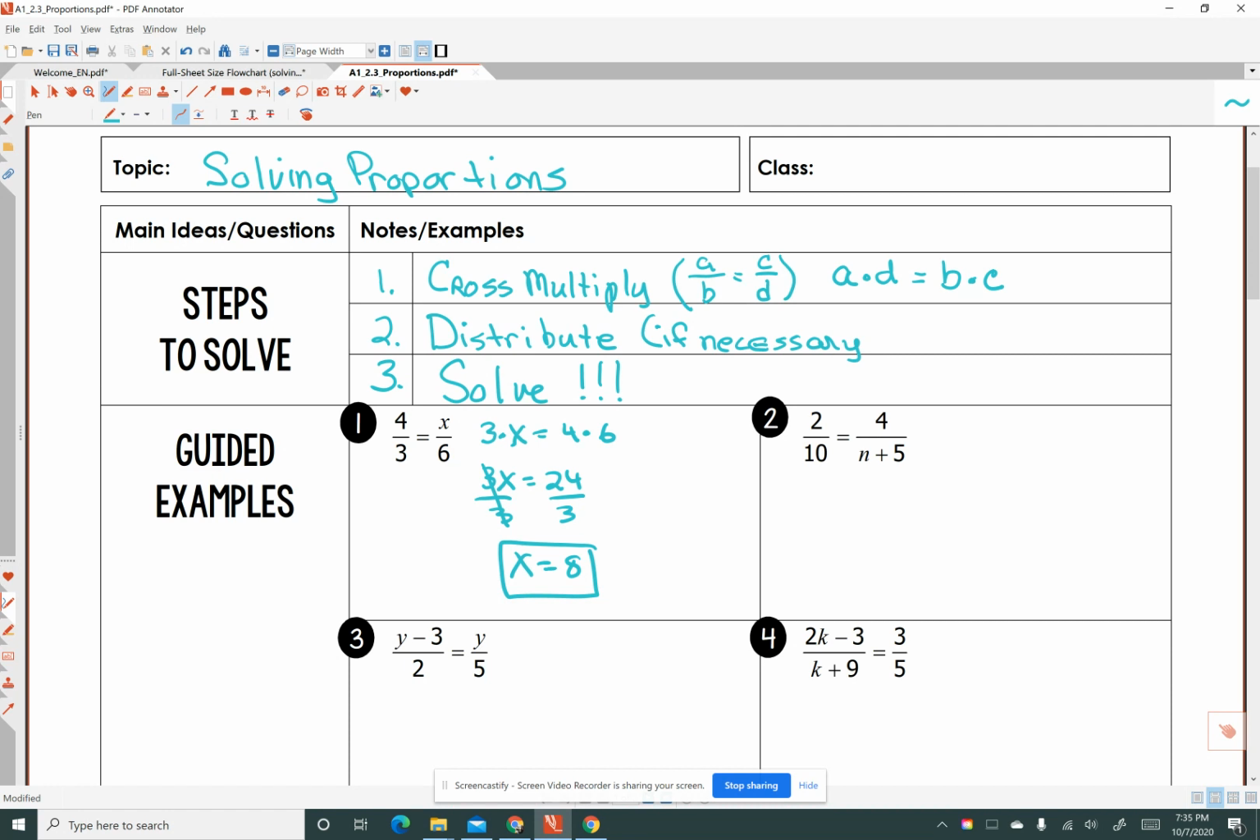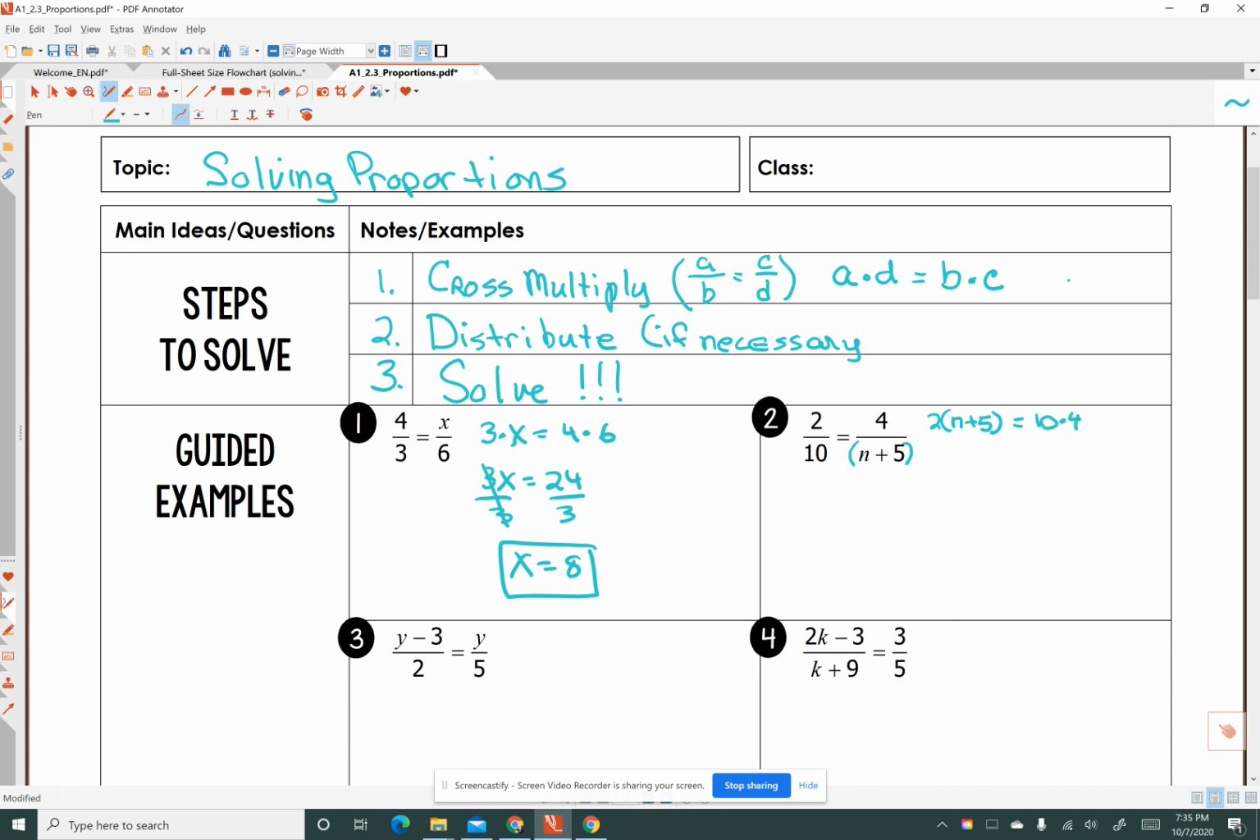Seem pretty easy? Well, let's try one that's a little bit harder. When you see two terms, remember terms are separated by addition and subtraction. You see two terms in the denominator. So I want you to put parentheses around them. Let's group those terms. That gives us 2 times the quantity of n plus 5 equals 10 times 4.